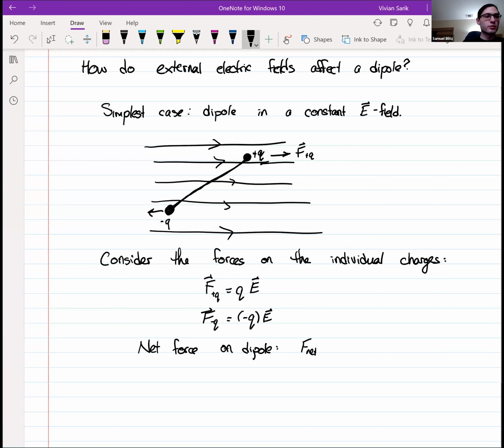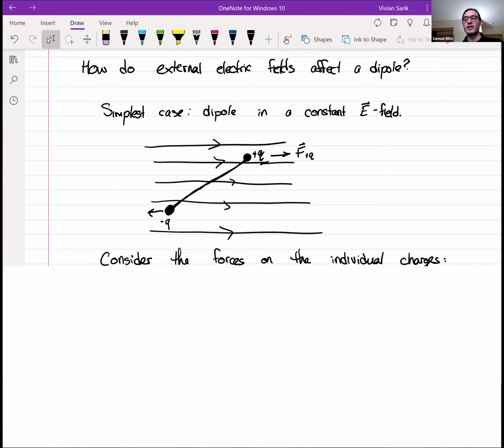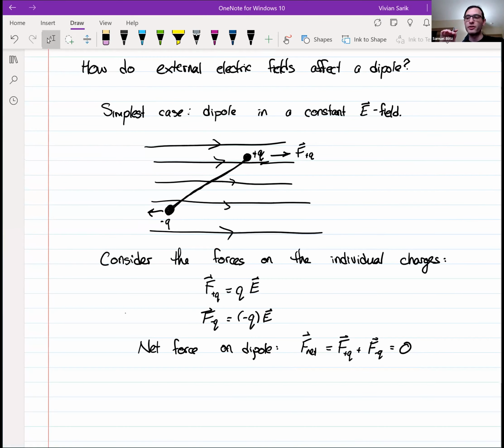The net force is the force on the plus charge plus the force on the minus charge, which is just 0. So there is no net force on a dipole. If you just put a dipole down in a constant electric field, it'll just sit there, but it'll do something else a little bit. It won't linearly accelerate, right? The acceleration is 0. It'll do something else.